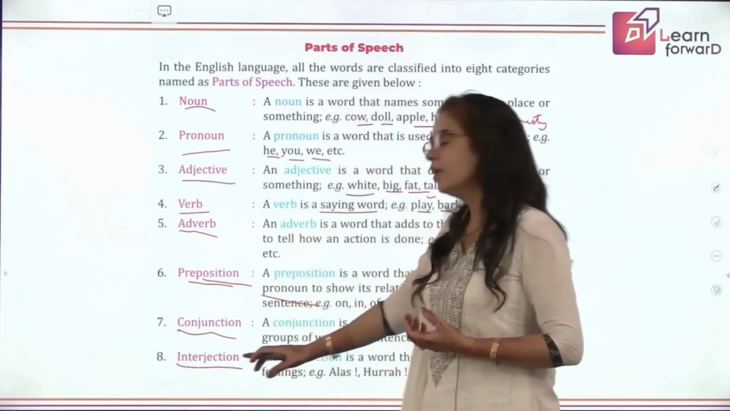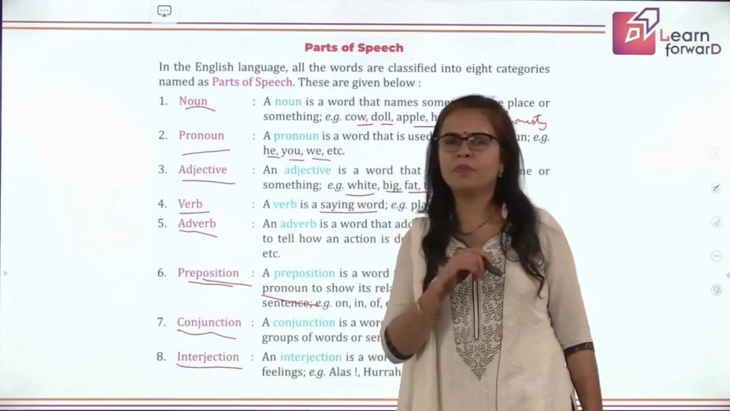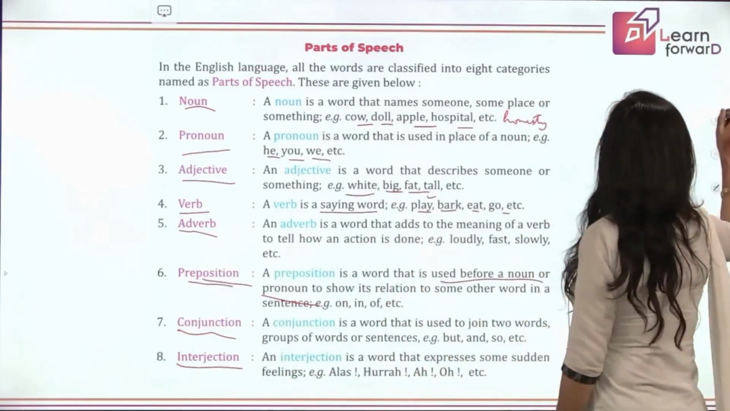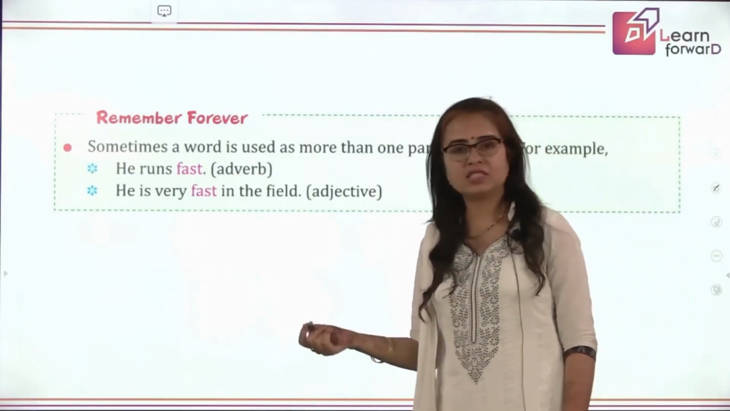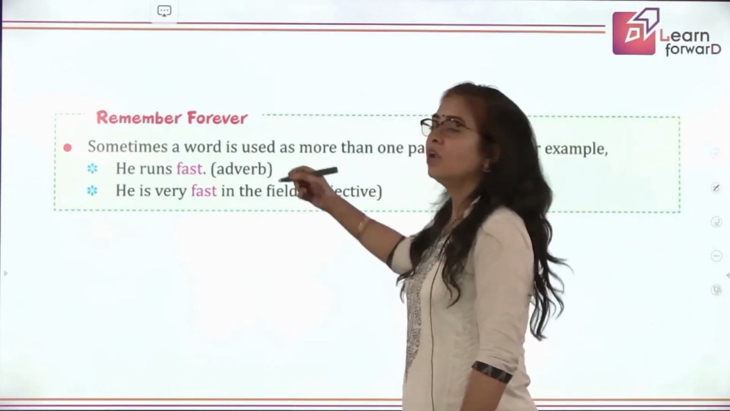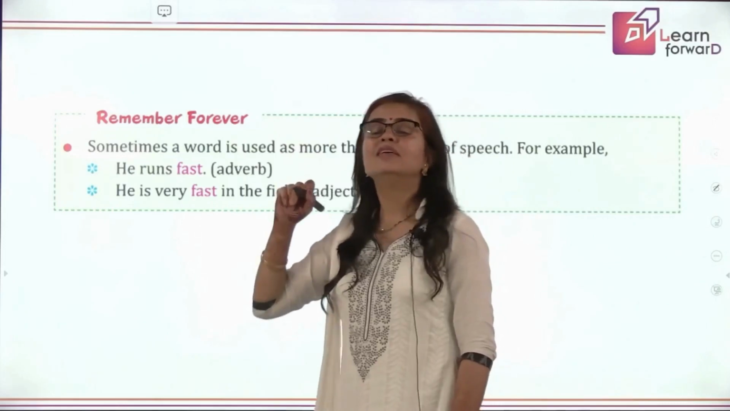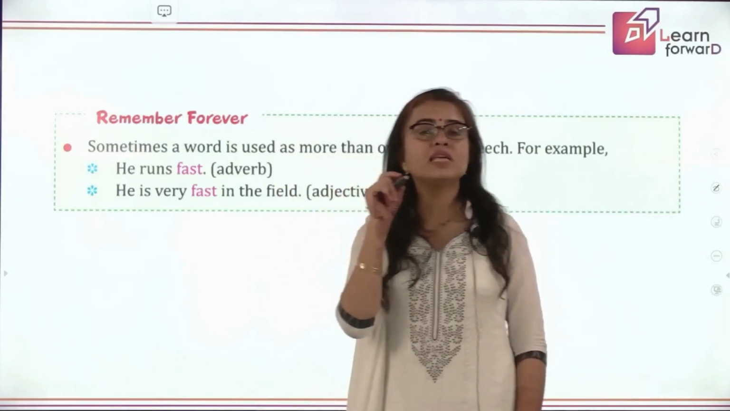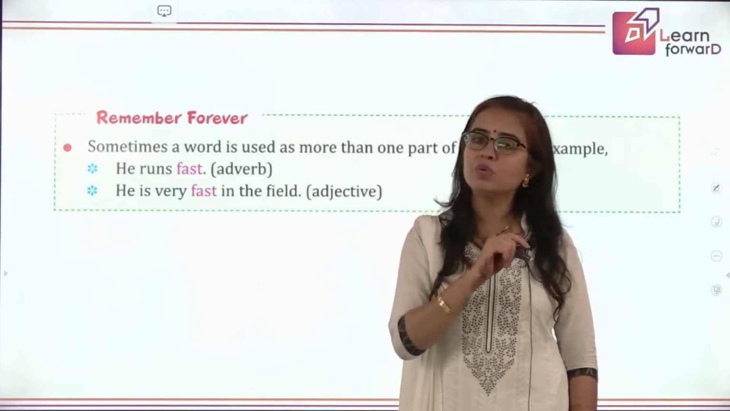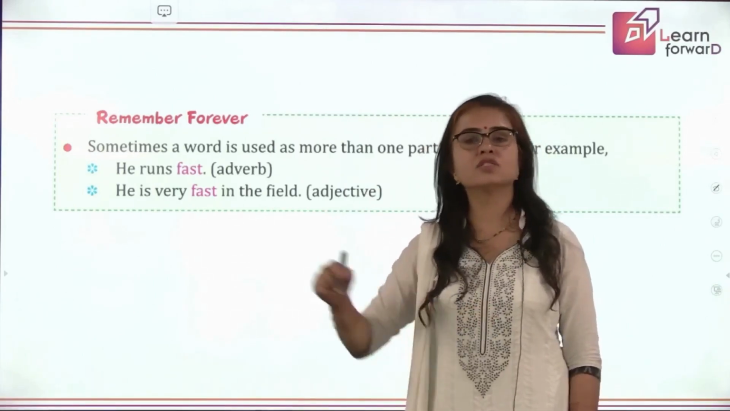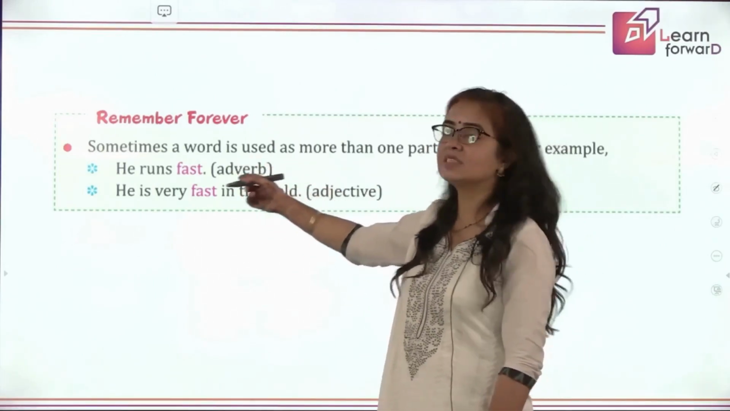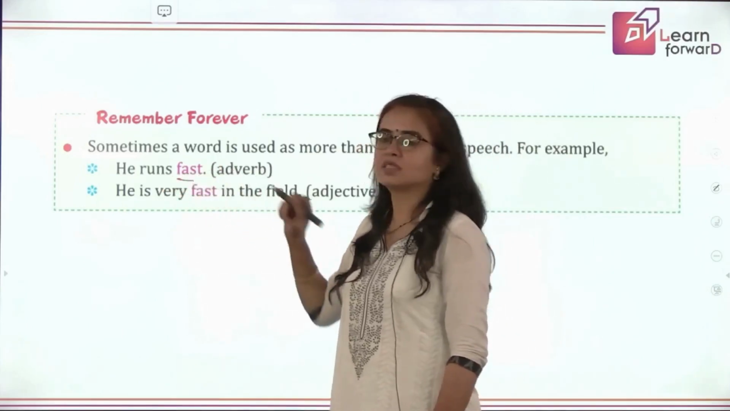They are called interjections. So this was a brief introduction to you about parts of speech, and we'll be learning about them ahead in your chapters. Now what you have to remember is, sometimes the same word can be used as a different part of speech in different sentences. Just like here we have an example, he runs fast.